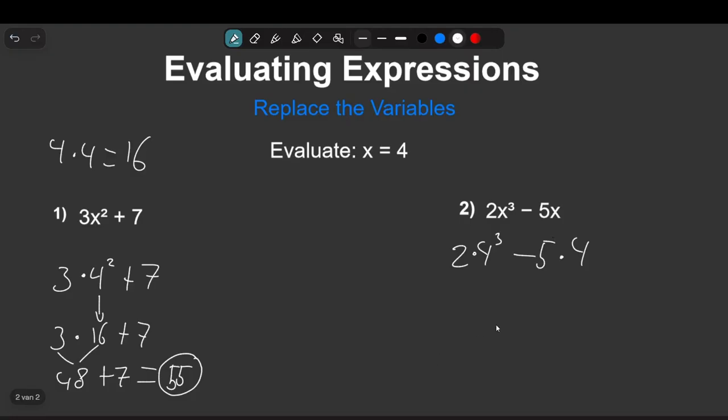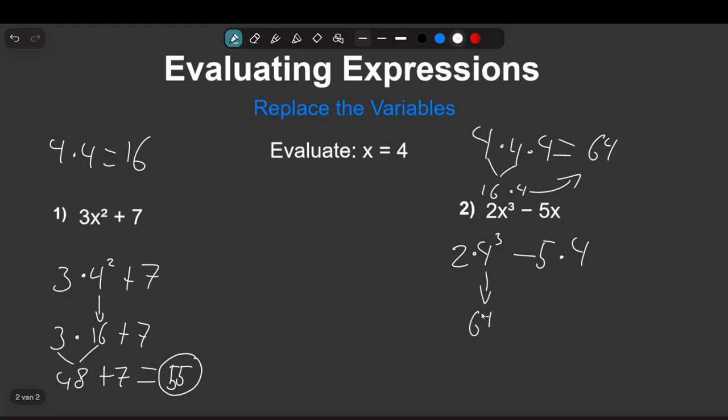So now we have our expression. We can start by solving this. So to solve this again, we're going to start by solving the exponent. So 4 to the power of 3. 4 to the power of 3 is basically 4 times 4 times 4. 4 times 4 times 4 will equal 64. Because 4 times 4 equals 16, and then times 4 again equals 64. So, now we have that sorted out, we can plug this in right here.